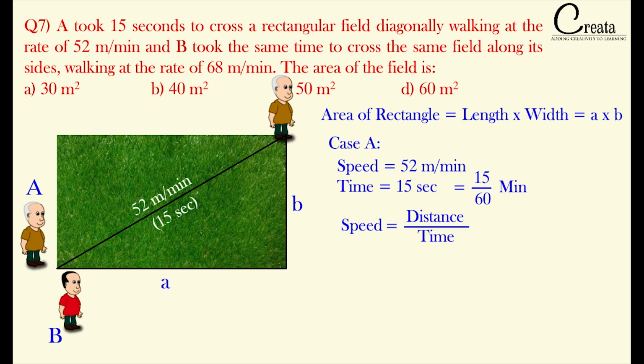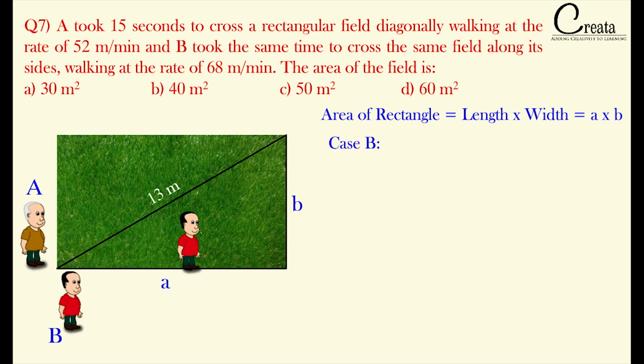Further, we know speed is equal to distance upon time. Let's put the value. Here speed is 52 meters per minute and we know the time as 15 upon 60 minute. On putting the value, we got the distance as 13 meters. It means that the diagonal of this rectangle is 13 meters. What we have done, we have simply applied the formula, that is speed is equal to distance upon time. Further, we will use the same principle with the person B.